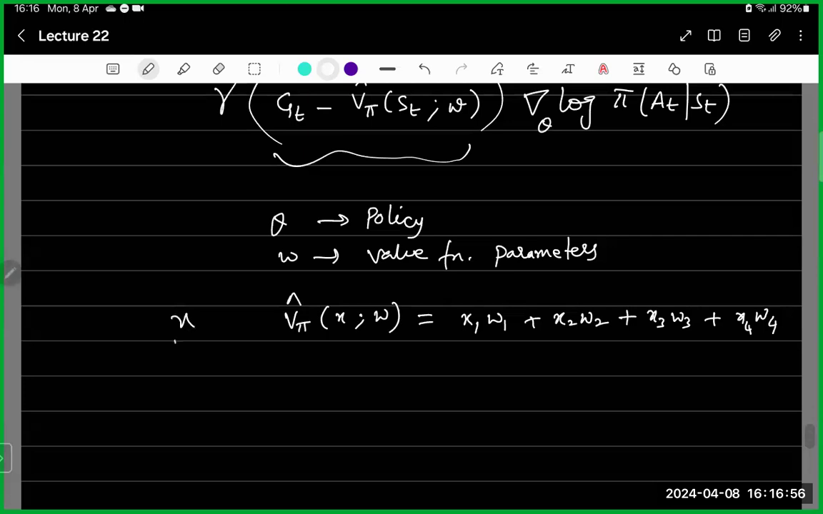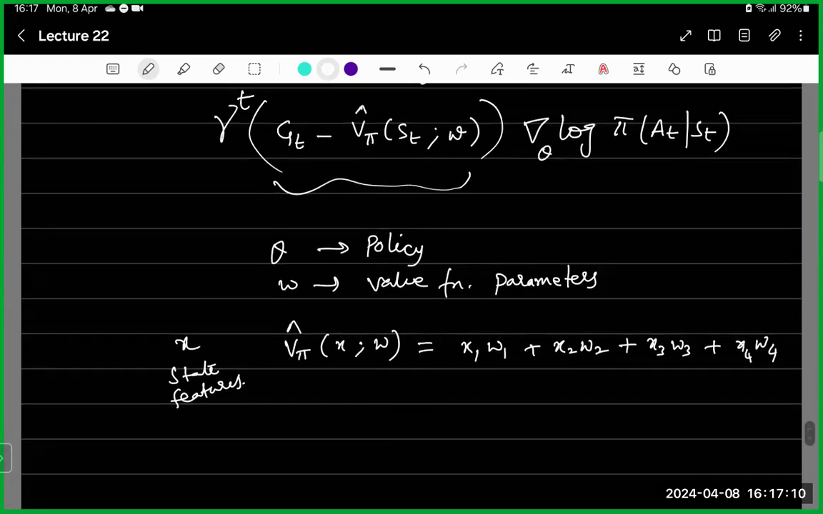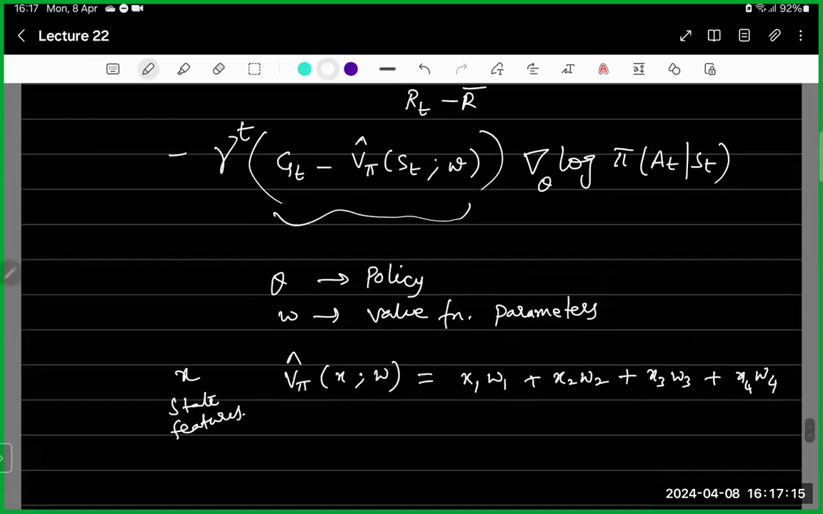So if h is the state features. Okay. So we know how to update our theta, right? What is the update for theta? Theta new equal to theta old plus alpha times this thing. That is clear, right? That is how we'll update our theta vector. We just run one episode and then get this GT and then do this.